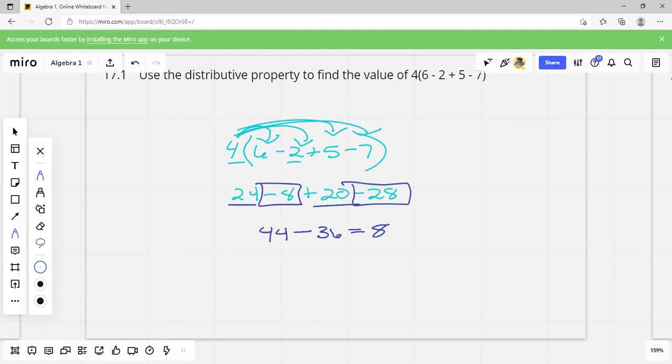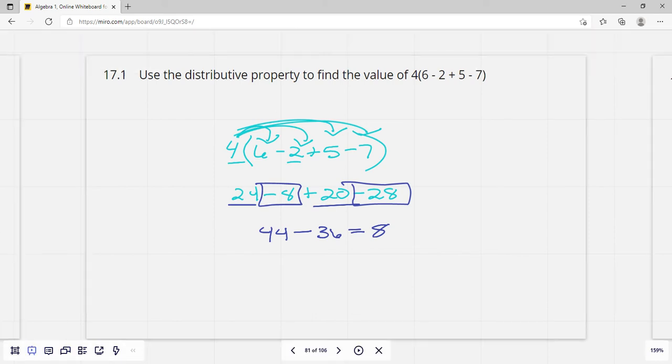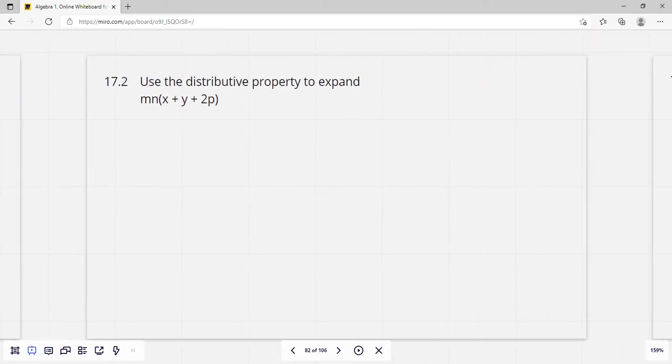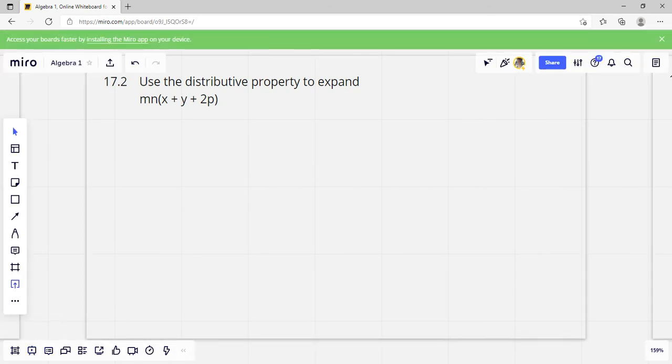All right, let's try another one like that. Use the distributive property to expand. This one doesn't have any numbers. There's a 2 in there, but it's mostly letters. So we've got mn times (x plus y plus 2p).